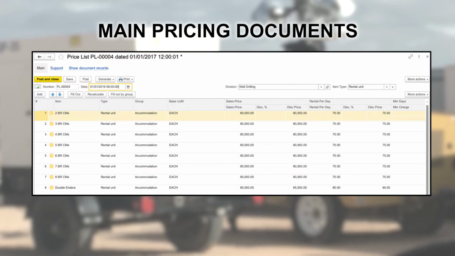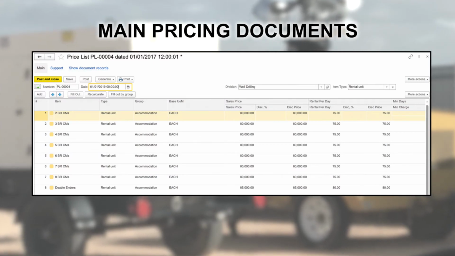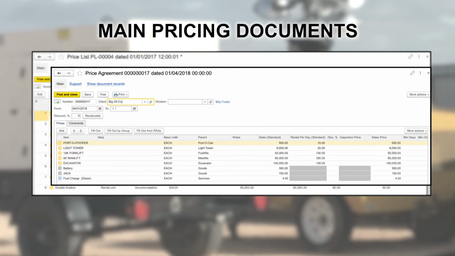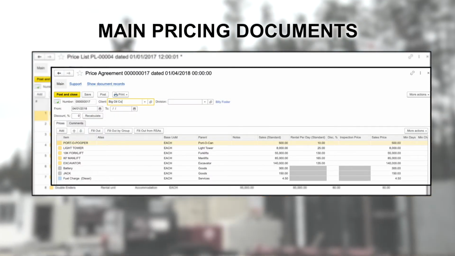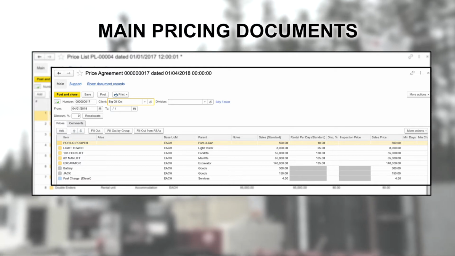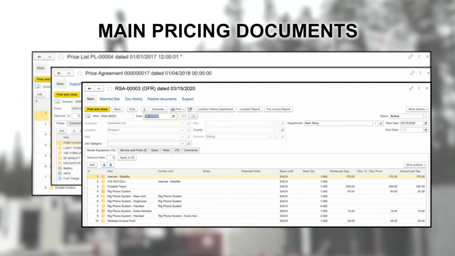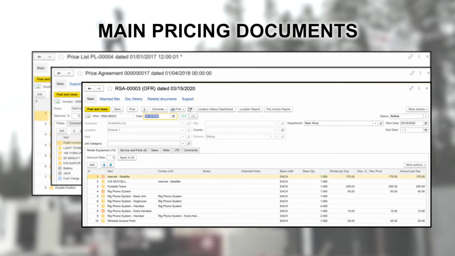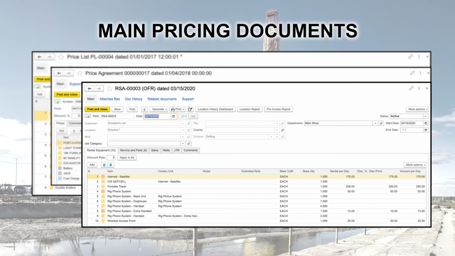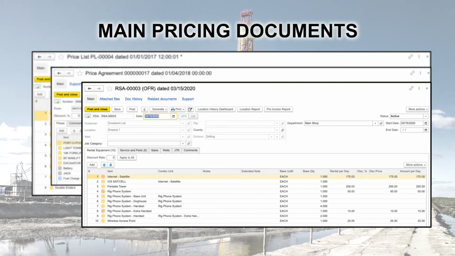Price lists: general pricing information which will apply to all new jobs unless overridden by price agreements. Price agreements: client-specific pricing which you can set for any client, limit it by time period, or even provide different pricing for multiple divisions the client has. Rental service agreements: job-specific pricing. If you change any price in the RSA, it will become the price that will be used throughout the job, as it has the highest priority.